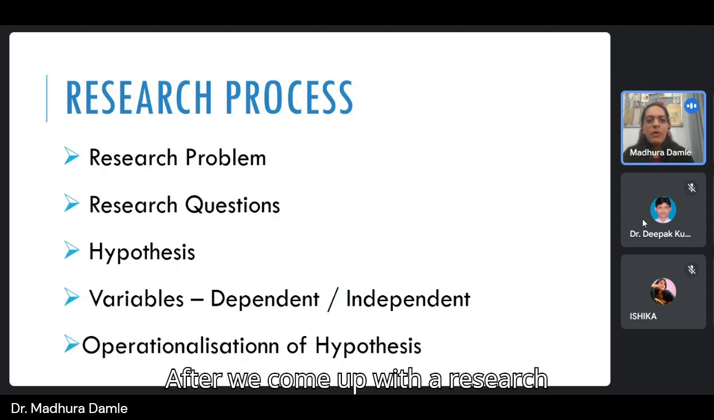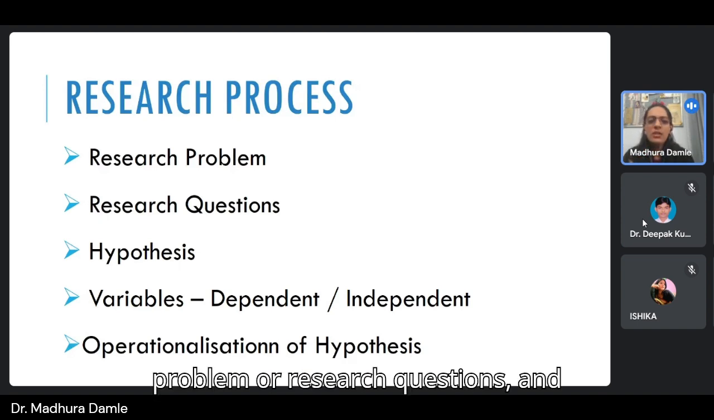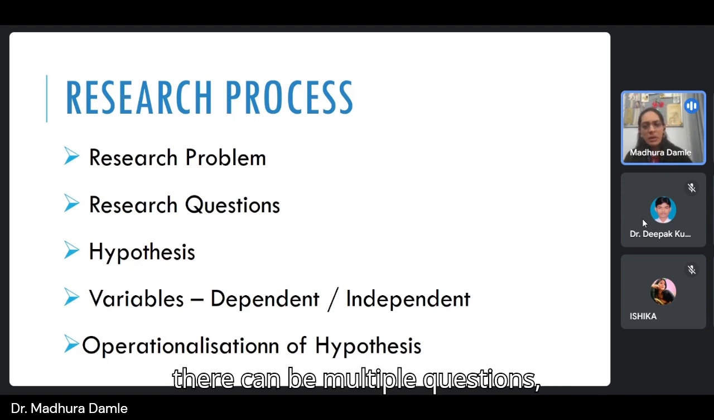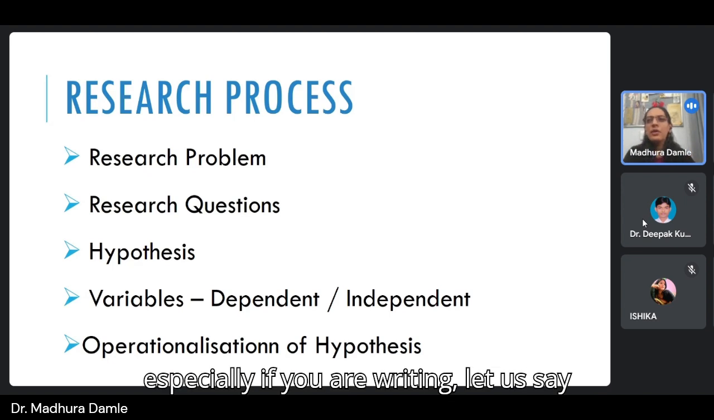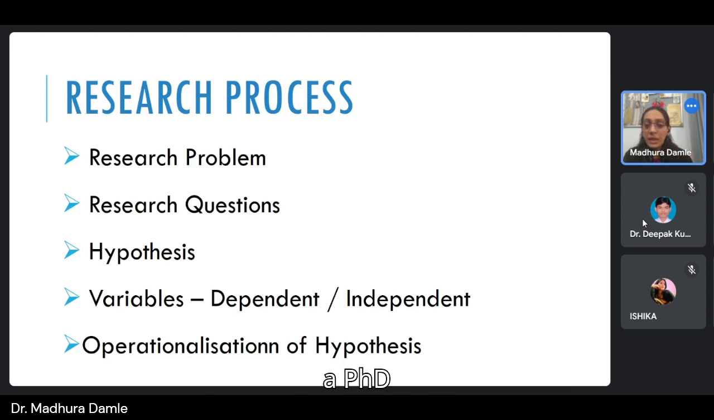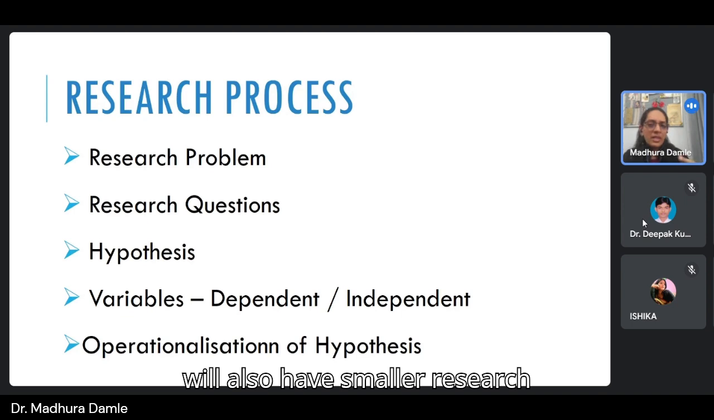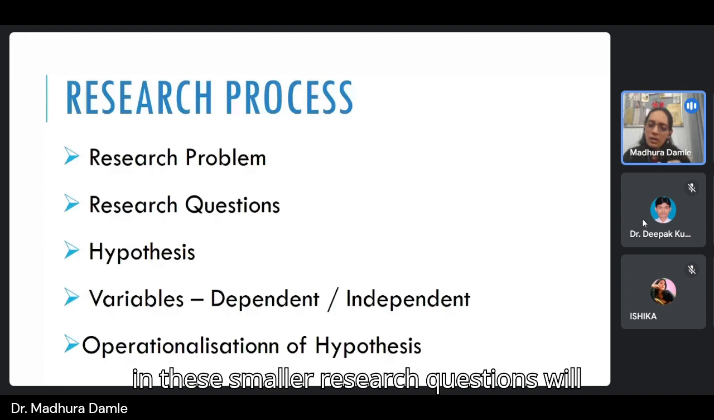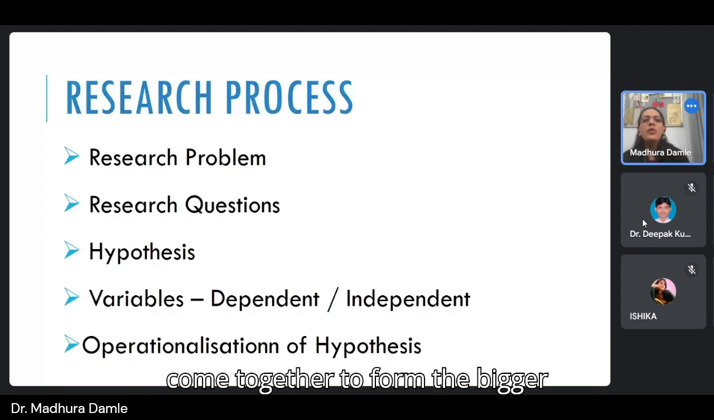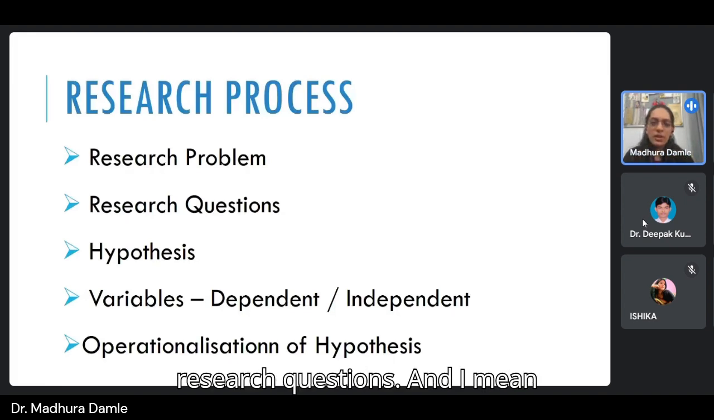After we come up with a research problem or research questions, and there can be multiple questions, especially if you're writing, let's say, a PhD thesis, there is an overarching research question to which your thesis will try to respond or answer. But then each of the chapters will also have smaller research questions, and these smaller research questions will come together to form the bigger research question.